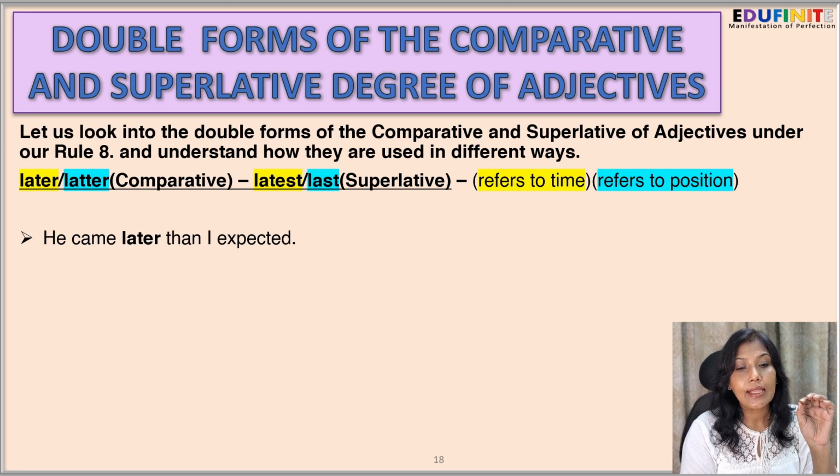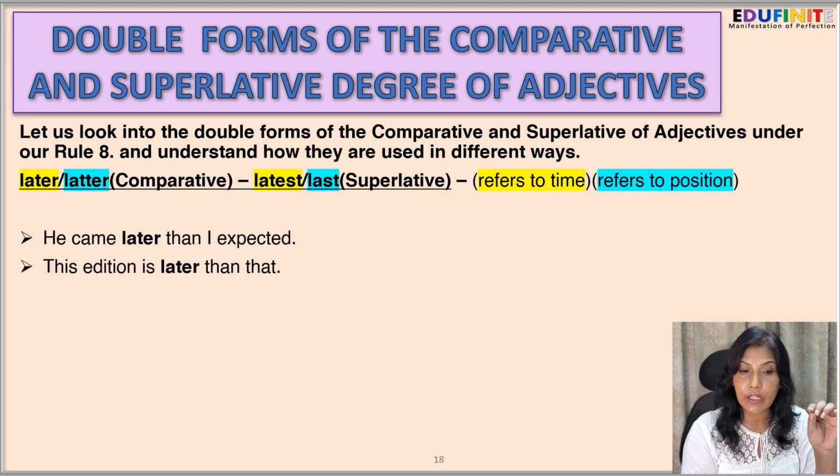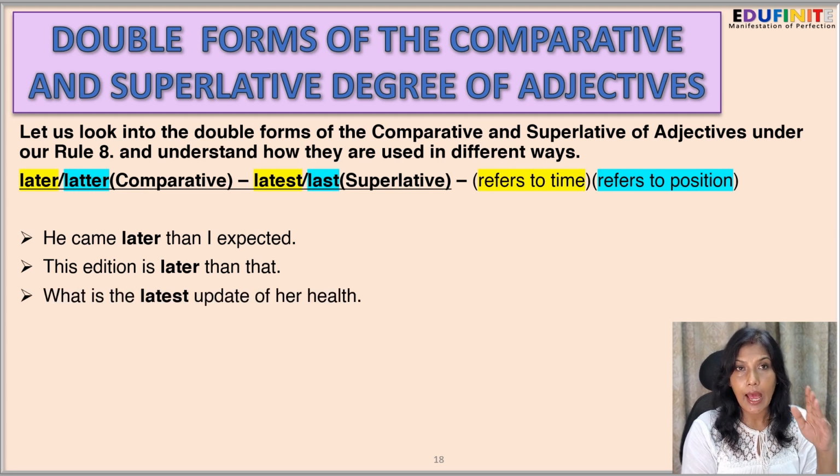He came later than I expected. So here again it's referring to time, because the time I had expected him to come, he came much after that. Now the next one. This edition is later than that. So this edition of the book has been published much later than that one.